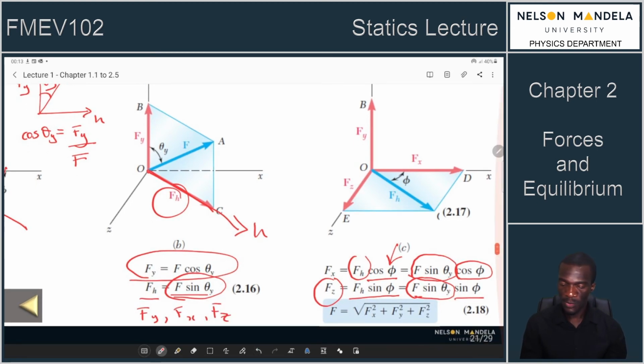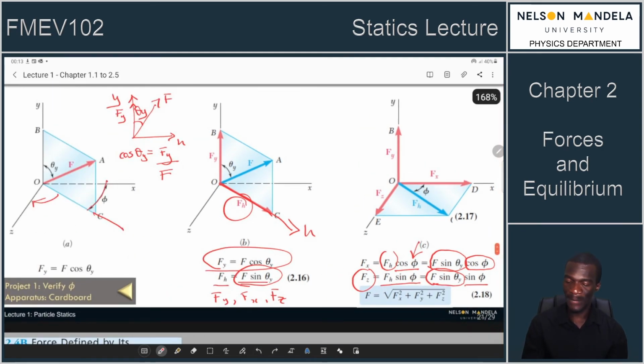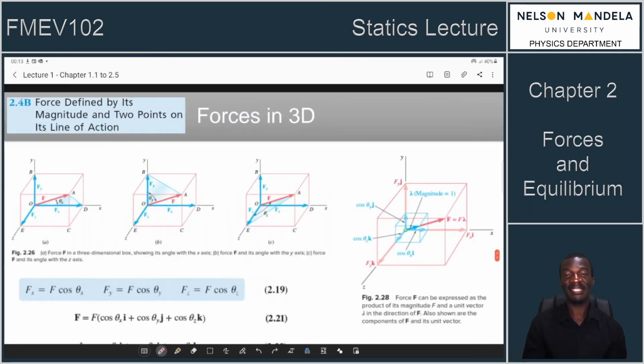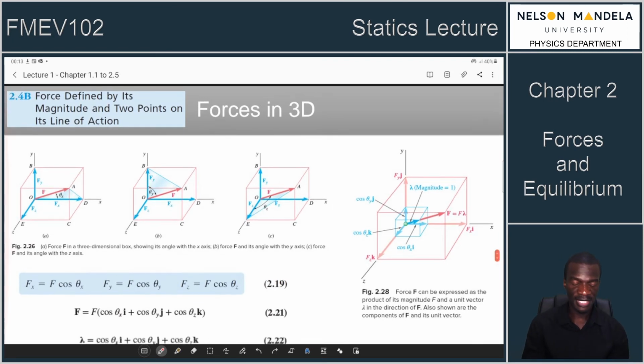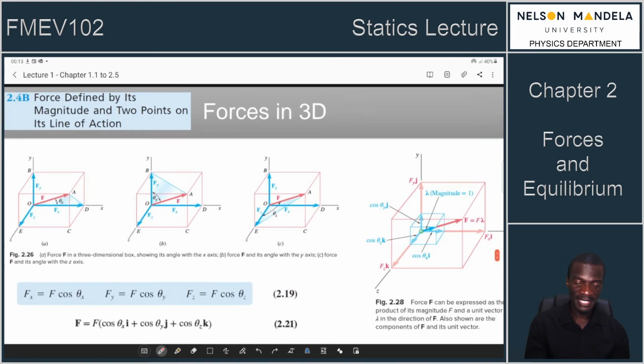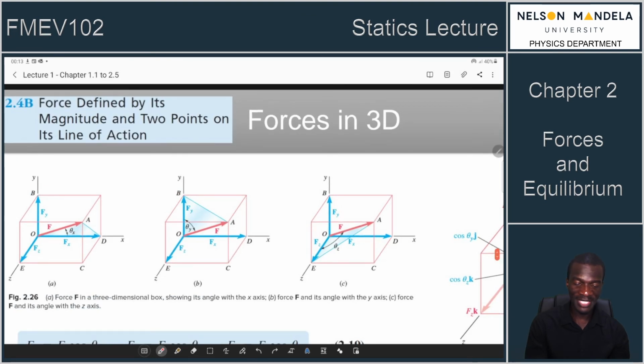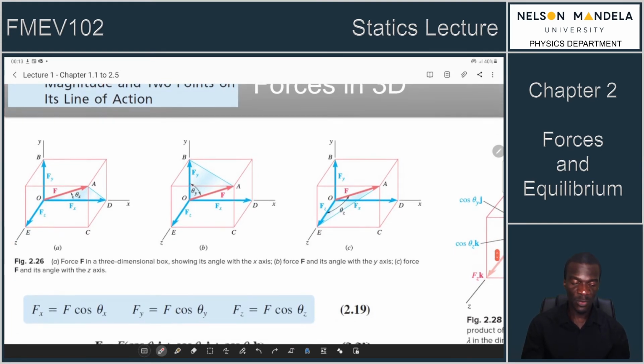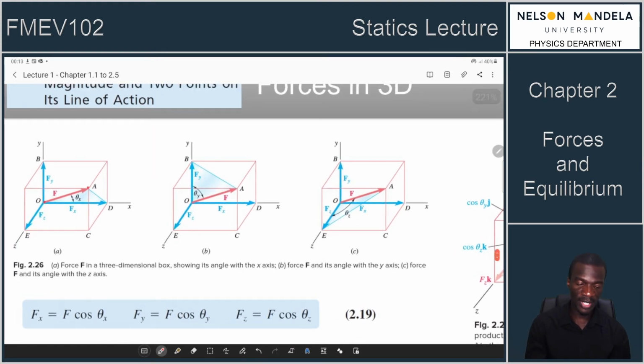So the magnitude of that force is just the square root of the sum of the squares of the components. So that is force in three dimensions. The second principle is that the force is defined by its magnitude and 2 points making up a line of action. If you have a force F whose line of action is between points O and A, that force has components in the X, Y, and Z axes as we described earlier.